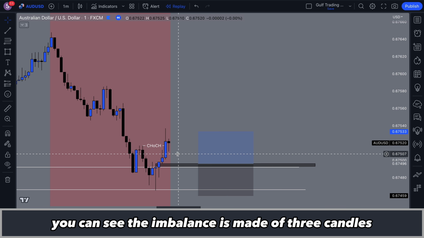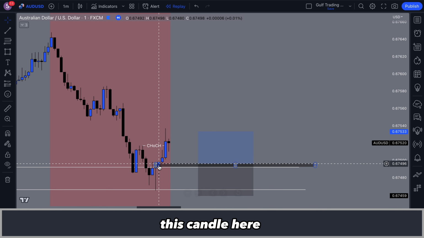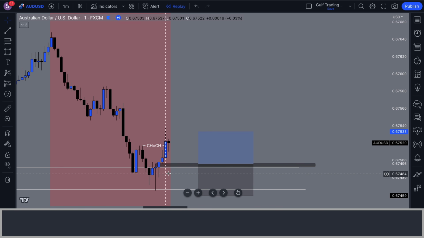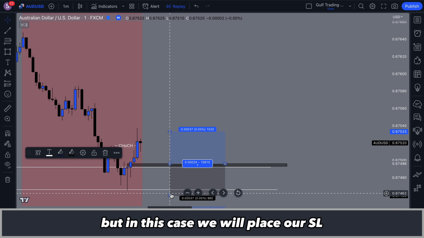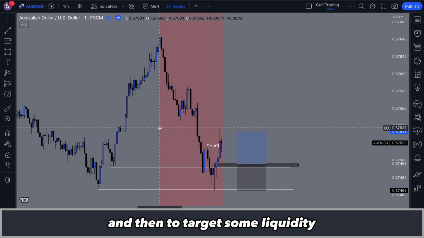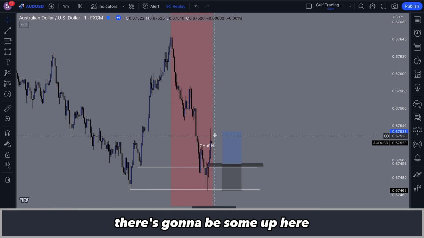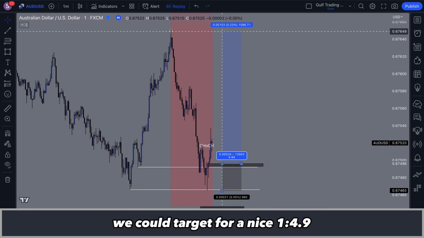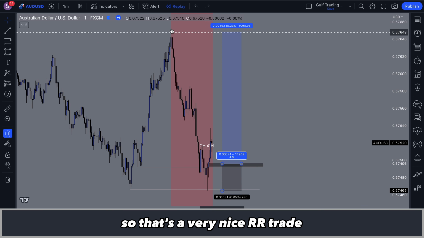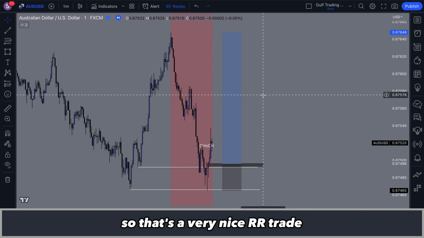You can see the imbalance is made of 3 candles: this candle here, and this candle here. So for the first candle, you want to place your stop loss below that, or in a bearish scenario above it. But in this case, we will place our stop loss just below there. And then to target some liquidity, there's going to be some up here that we could target for a nice 1 to 4.9. So that's a very nice risk reward trade.